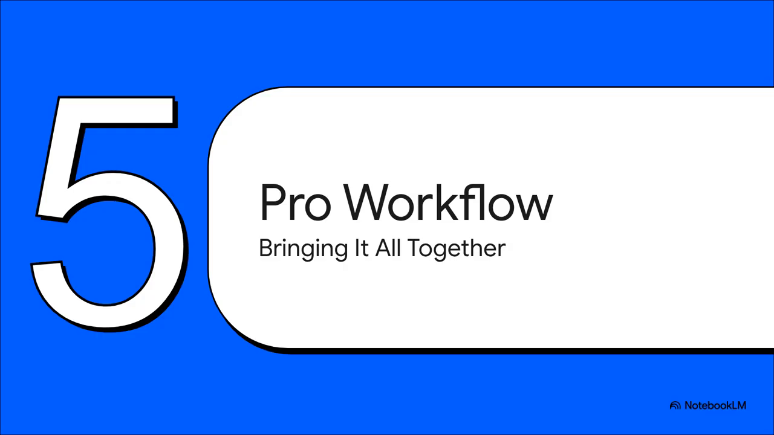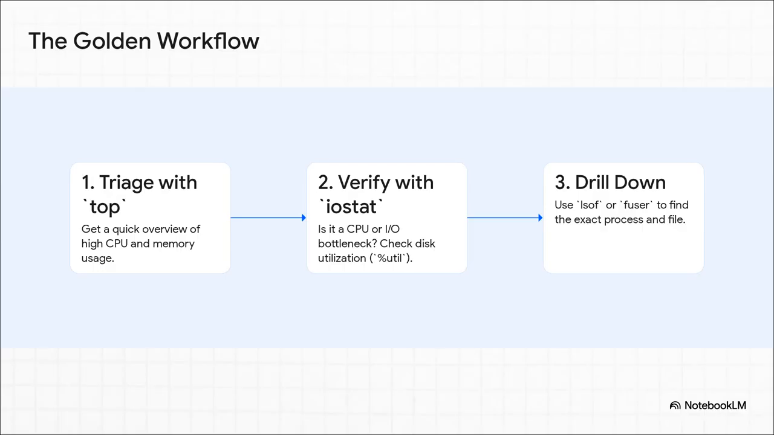Phew! Okay, we've covered a lot of tools. Now let's bring it all together into a simple, repeatable workflow that you can use every single time you're faced with a performance mystery. Here it is, your golden workflow. Step 1 is triage. Use top for that quick, high-level overview. Step 2 is verify. Use iostat or mpstat to confirm if the problem is really the CPU or if it's actually an I/O bottleneck in disguise. And finally, step 3 is drill down. Use lsof and fuser to pinpoint the exact culprit.